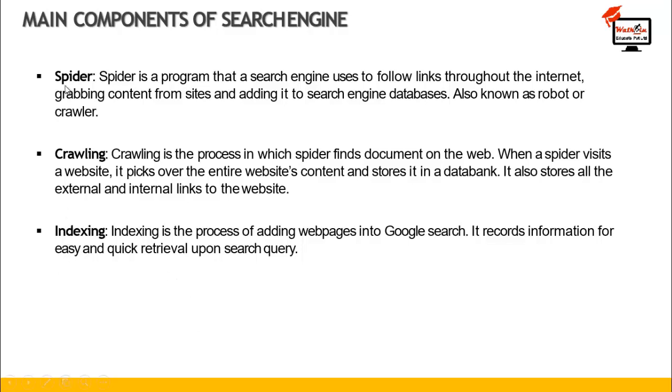The first component is the spider. So what is the work of the spider? The spider is a program that a search engine uses to follow the links throughout the internet. So the spider will go across the internet and collect all the links from the websites which are uploaded, and then they will add them to the search engine's database.